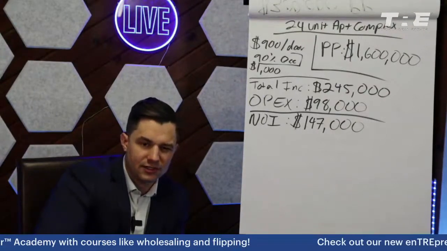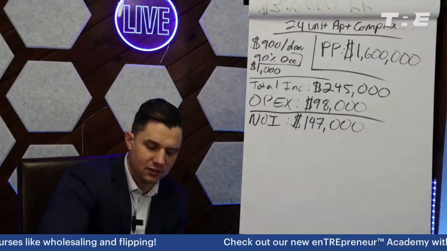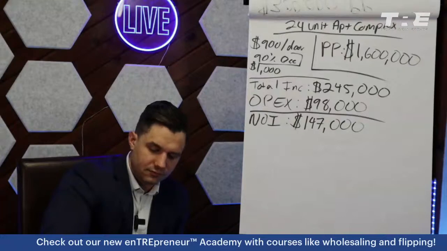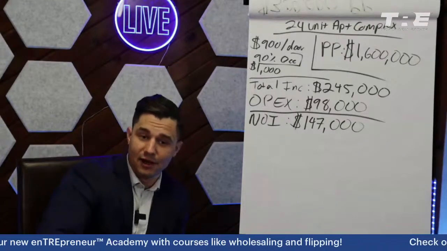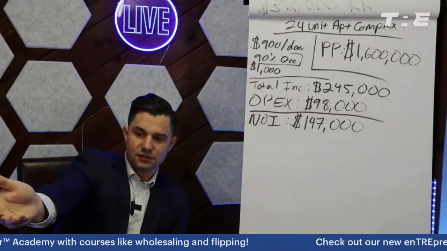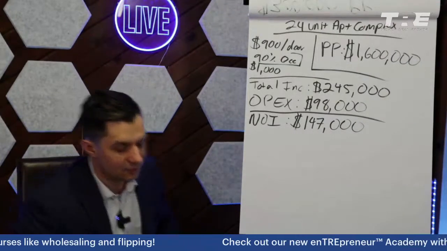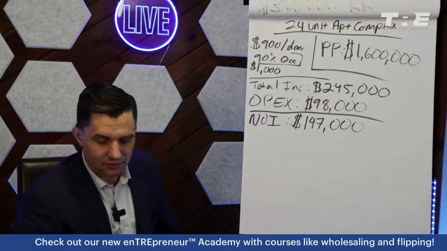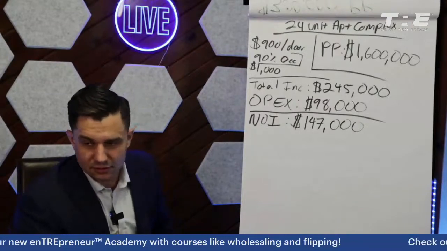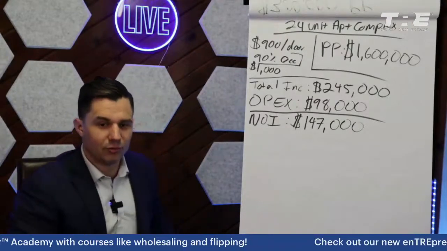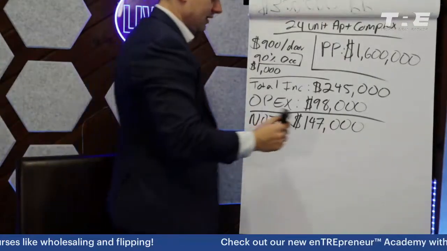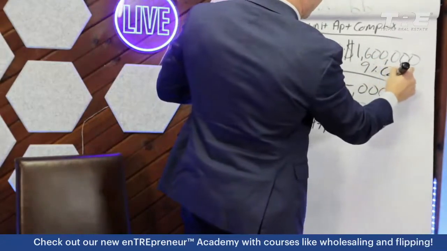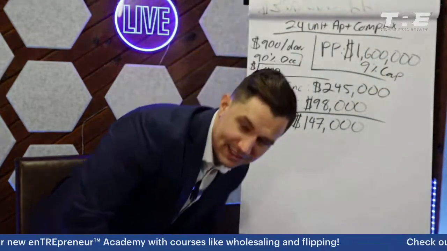So, what did I say? 147 divided by 1.6 million gives us a cap rate of... We have 9% and 9.18%. Yep, 9.18 to be exact. 9% cap. 9 cap. Makes sense.